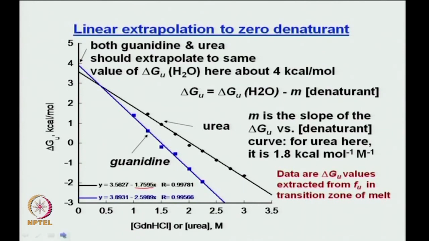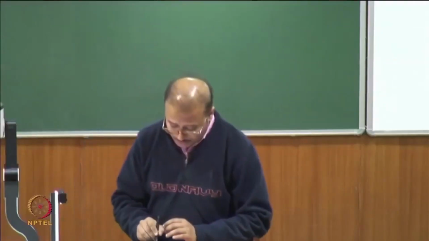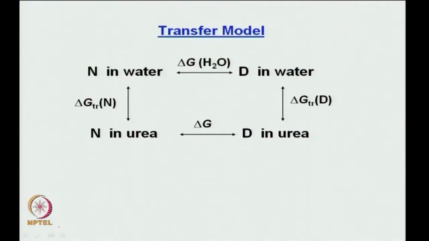So, people tried another model which is called a transfer model. What is this transfer model? You look at this thermodynamic cycle. You can have the native state in water, and you can transfer the native state in water to the same N in a certain concentration of urea. Also, this native state in water can go to D in water only. If N in water is going to D in water, then that free energy change is delta G H2O, because it is only in water, that is the intercept you are getting, remember.